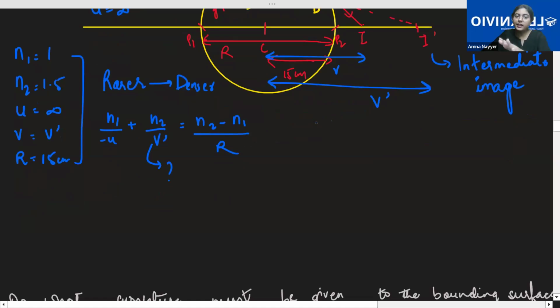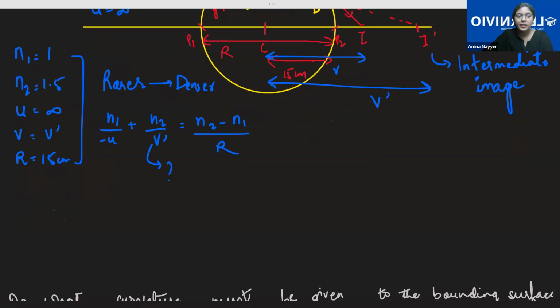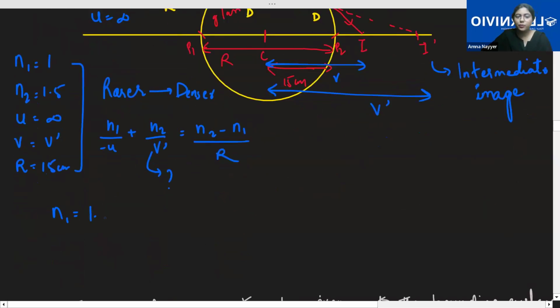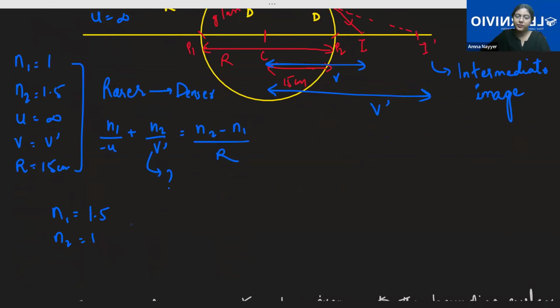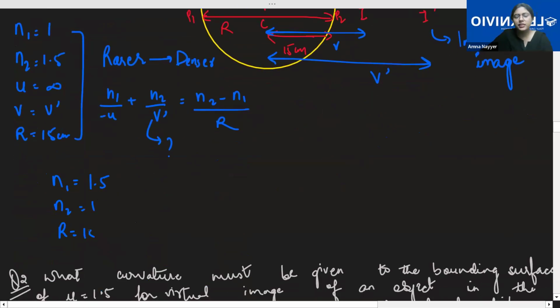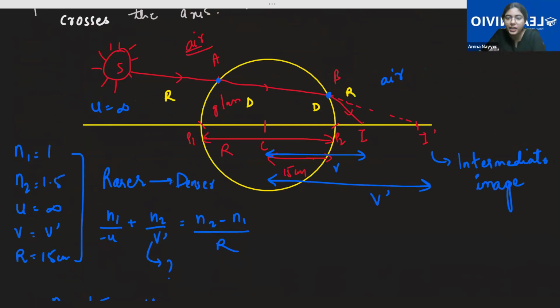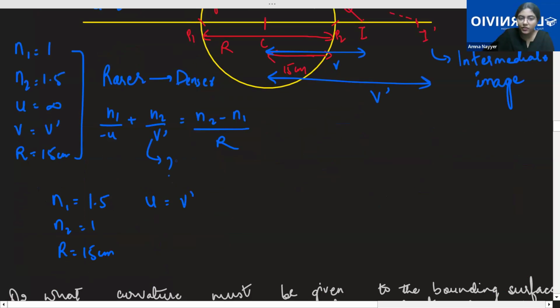Now, in the second half, your N1, the first medium, is glass, that is 1.5, and N2 will be air, which is 1. Radius of curvature will still be the same, 15 centimeter. Now see, object distance will be V dash, because that is the virtual image, the virtual object is I dash. So V dash will be the distance that we'll be considering. Whatever you calculate, you will put it here as V dash.